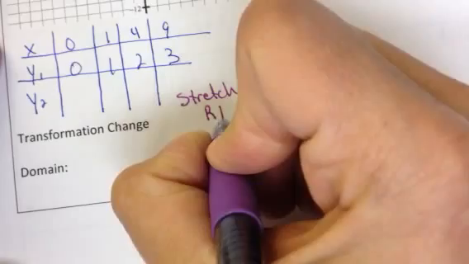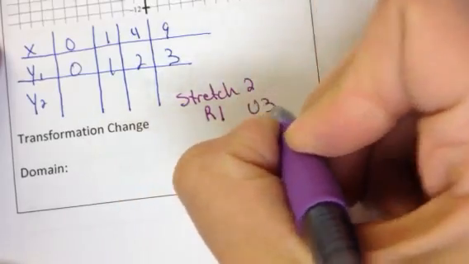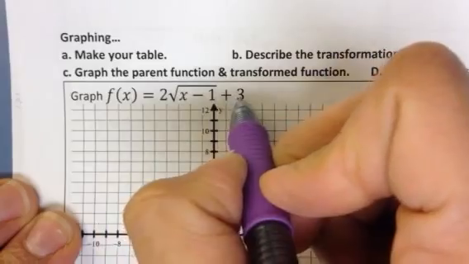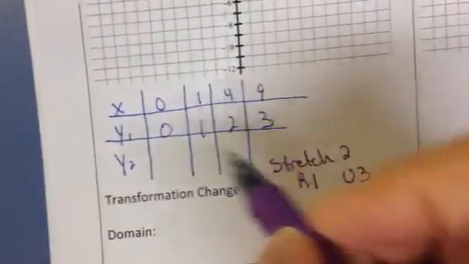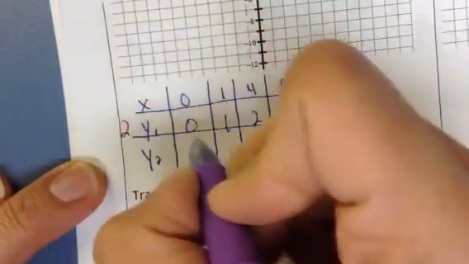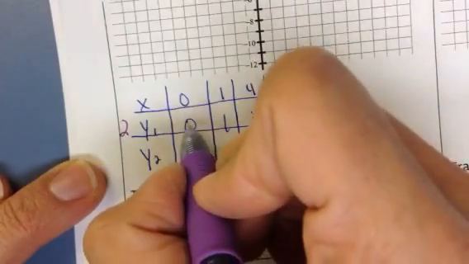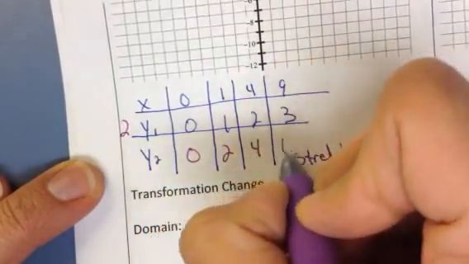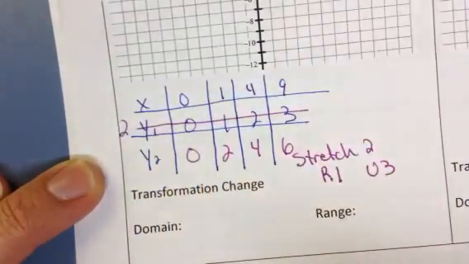It's going to go right 1 and up 3. So stretch by 2, right 1, up 3. First I'm going to deal with the stretch, and I'm just going to take all of these y's and double them, not the x's, the y's. So 0 stays 0, this becomes 2, this becomes 4, this becomes 6, and I no longer need these points.